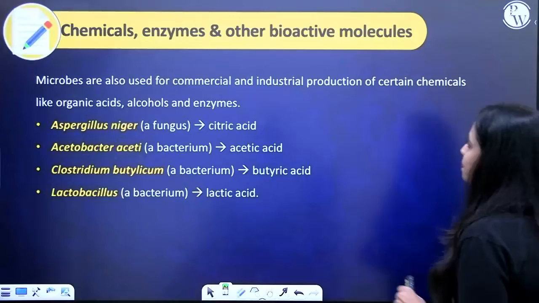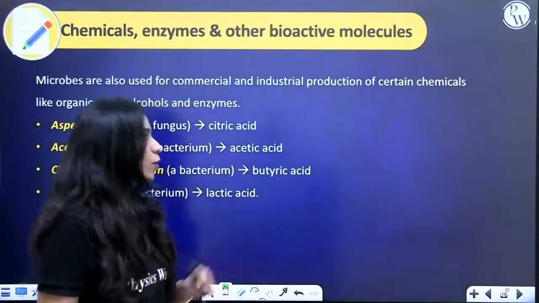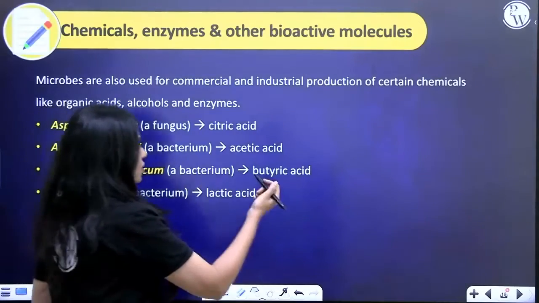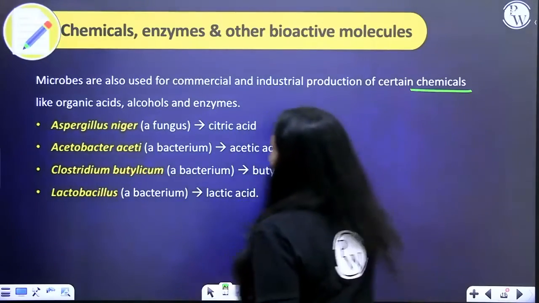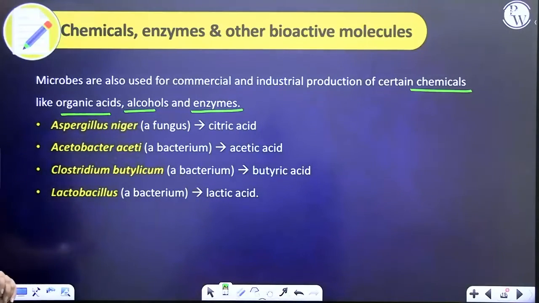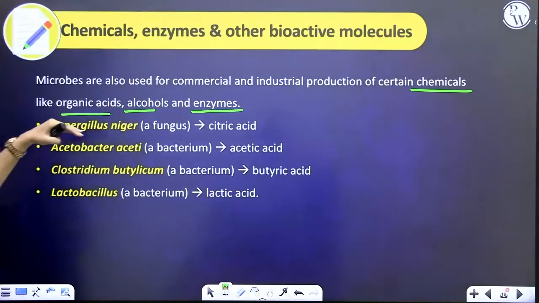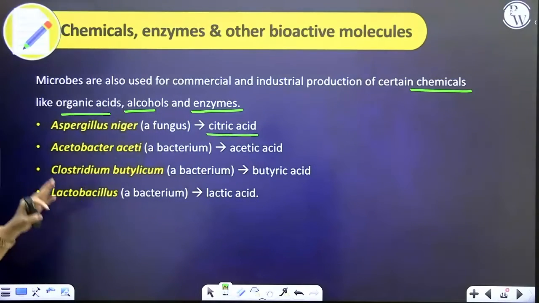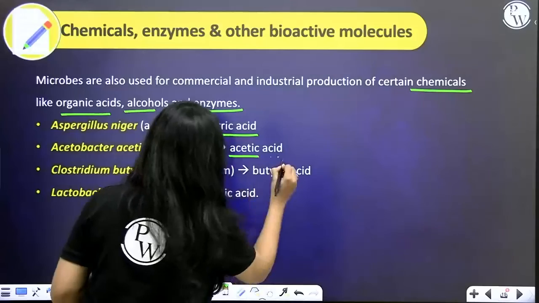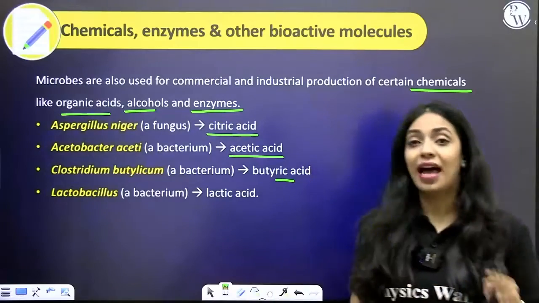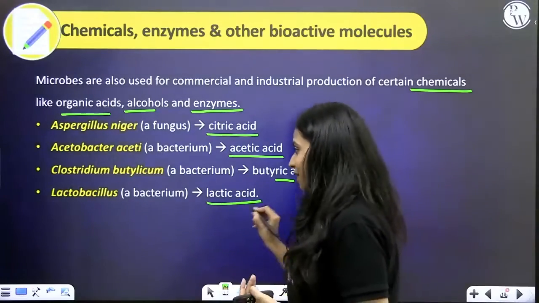Now let's talk about some chemicals, enzymes and other bioactive molecules that are obtained with the help of microbes. Microbes are also used for commercial and industrial production of certain chemicals such as organic acids, alcohols and enzymes. There are 4 of them that you'll have to remember. There is a fungus called Aspergillus niger, which is involved in the production of citric acid. Acetobacter aceti, a bacterium, is used in the production of acetic acid. Clostridium butylicum is used in the production of butyric acid. Lactobacillus, which is a bacterium, is used in the production of lactic acid.